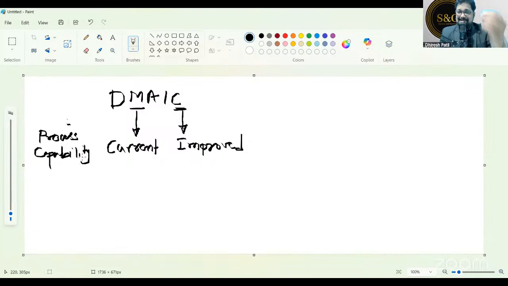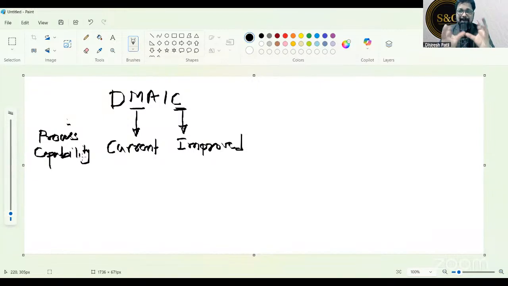Let's say the customer is asking for delivery within 30 minutes. Let's take a simple example of pizza delivery. Is your pizza making and delivery process capable enough that the entire process, from order to delivery, can fit within the 30 minutes? That is called process capability. Are you clear with this? Just type yes in the chat box. Ability of the process to satisfy the requirement of the customer. That is called process capability. Are you clear, everybody? Yes?